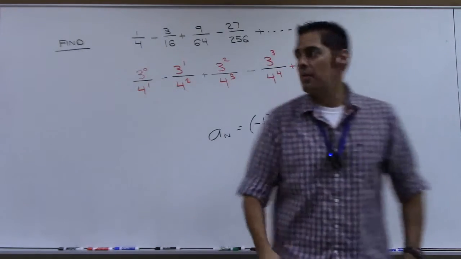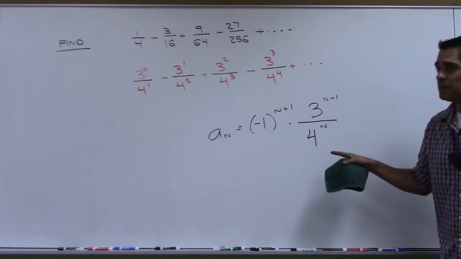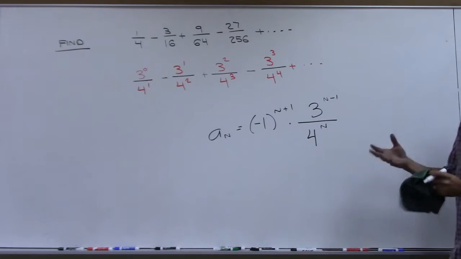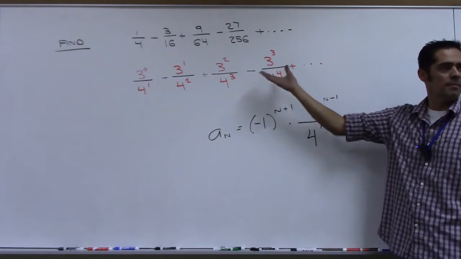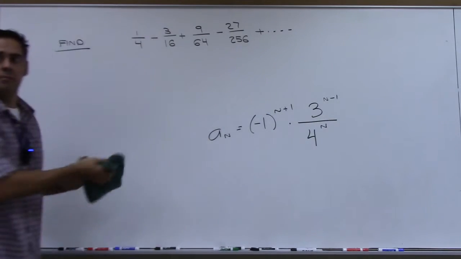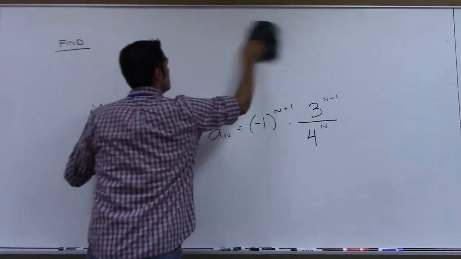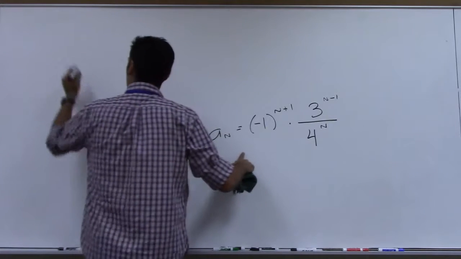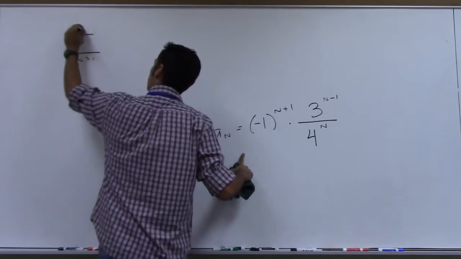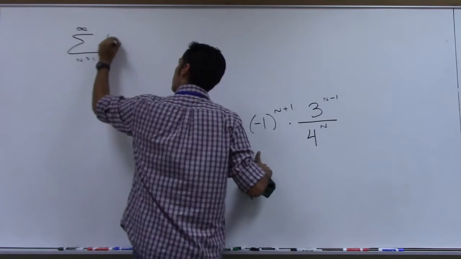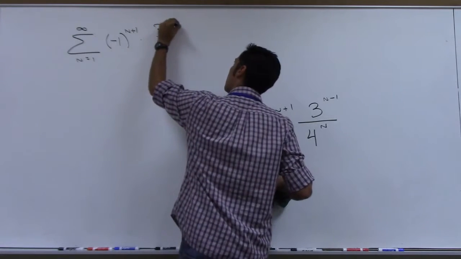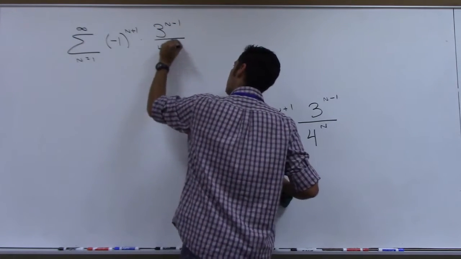So all I need to do now is write down this sequence in sigma notation, and I have a shorthand representation of that, don't I? So let me write it down. Were there any questions on where that came from? Okay, so my series is equal to the sum from n equals 1 to infinity of negative 1 to the n plus 1 times 3 to the n minus 1 over 4 to the n.